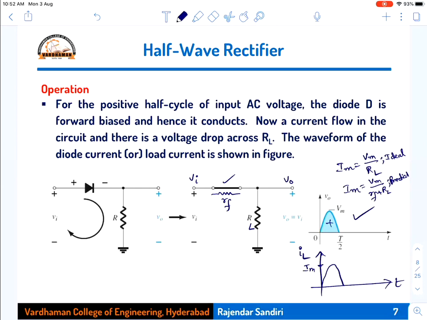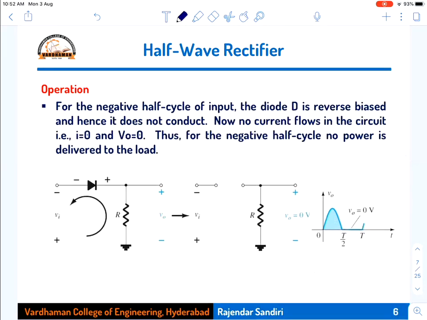So that is the positive cycle. Next, coming to the negative half cycle, for the negative half cycle of the input, the diode D is reverse biased and hence it does not conduct. Reverse biased means it does not conduct. A reverse biased diode is nothing but an open circuit. There is no connection, so with an open circuit the current will be 0.